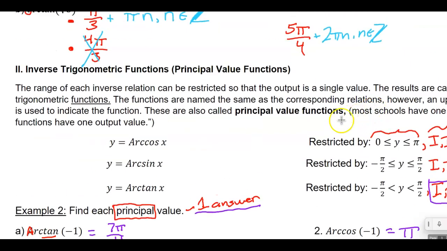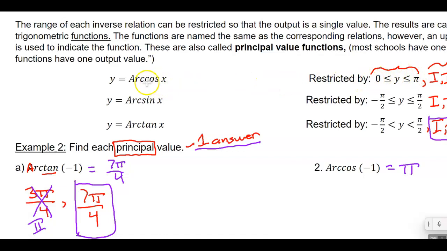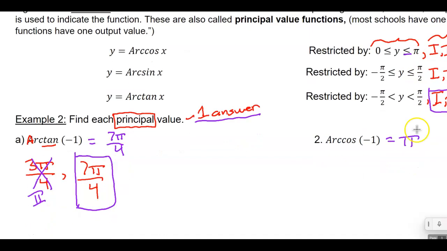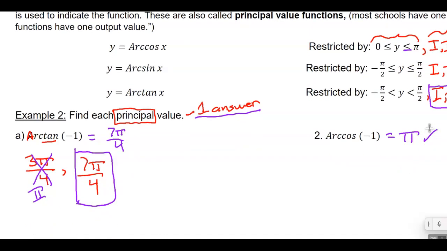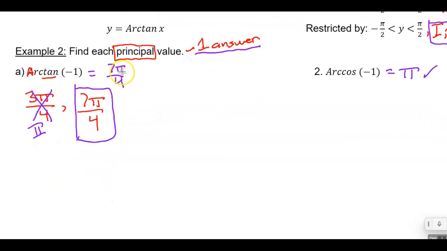And that still falls within our domain, right? Where arc cosine has to be between 0 and pi. It also includes pi. So it's okay to have pi as an answer. So that's it. Just illustrating the idea that sometimes you'll have two possibilities. You've got to know which one to eliminate.